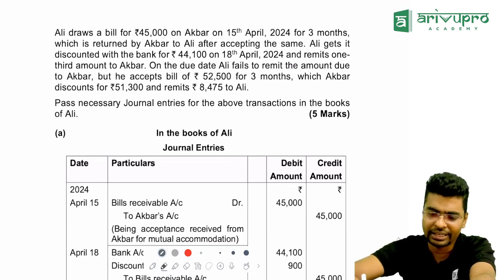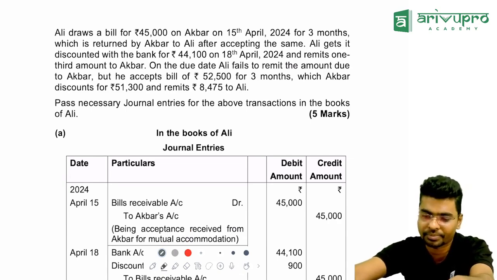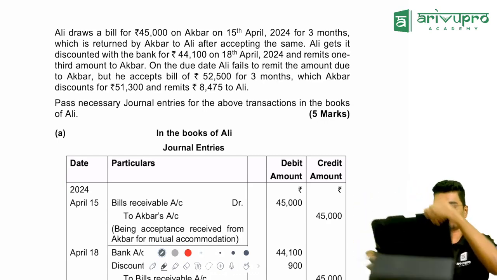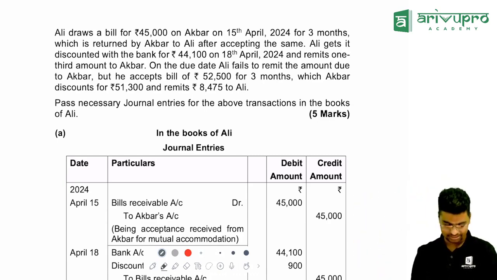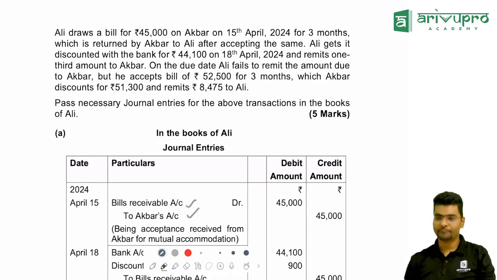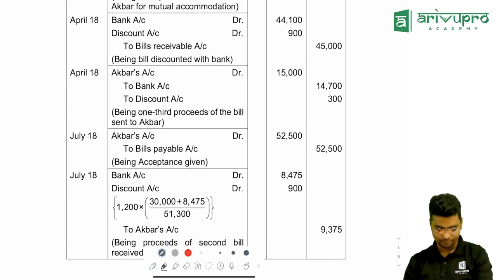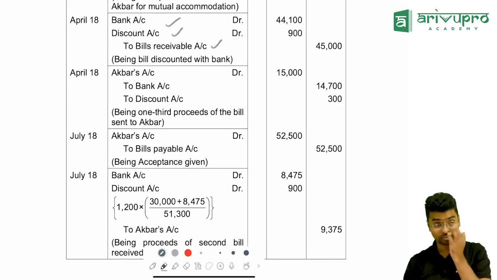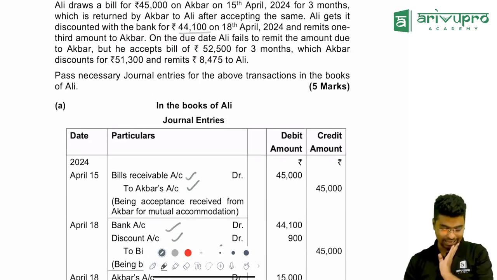Next one. Ali draws a bill on Akbar for 3 months. So bills receivable, bills payable, bills receivable. So the journal entry for drawing a bill and accepting the bill is what? Bills receivable to Akbar. Ali gets it discounted from the bank for 44,100. What's the journal entry? Bank account, discount account, bills receivable. And remits 1/3 to Akbar.